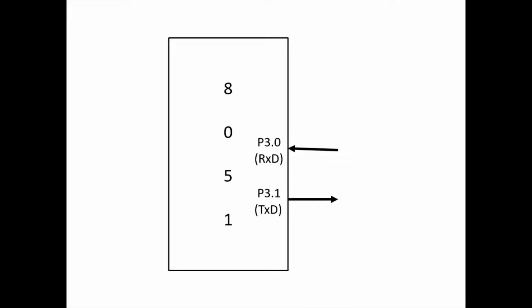Out of the 4 modes of serial communication, 2 modes, mode 1 and mode 3, are variable baud rate modes. It means that the user can set the baud rate of serial communication according to his or her choice, and for setting the baud rate, 8051 uses timer 1 in mode 2. So timer 1 in mode 2 is used to set the baud rates. By changing the value loaded in the TH1 register, we can change the baud rate of serial communication.